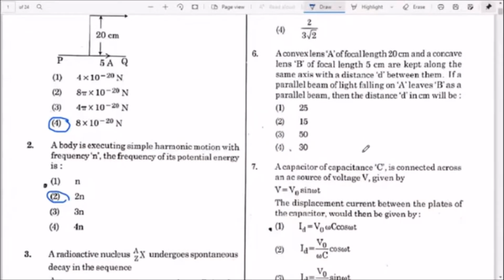Next, question number 6. A convex lens A of focal length 20 centimeters and a concave lens B of focal length 5 centimeters are kept along the same axis with a distance d between them. If a parallel beam of light falling on A leaves B as a parallel beam, then the distance d in centimeters will be option number 2, 15 centimeters.